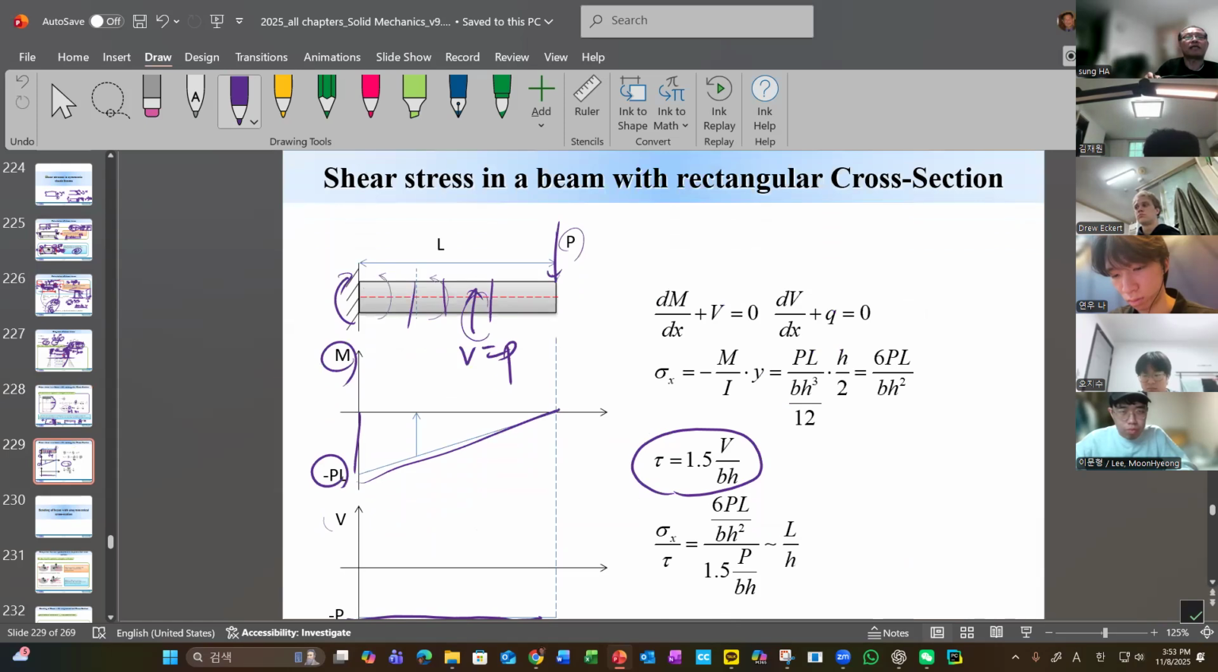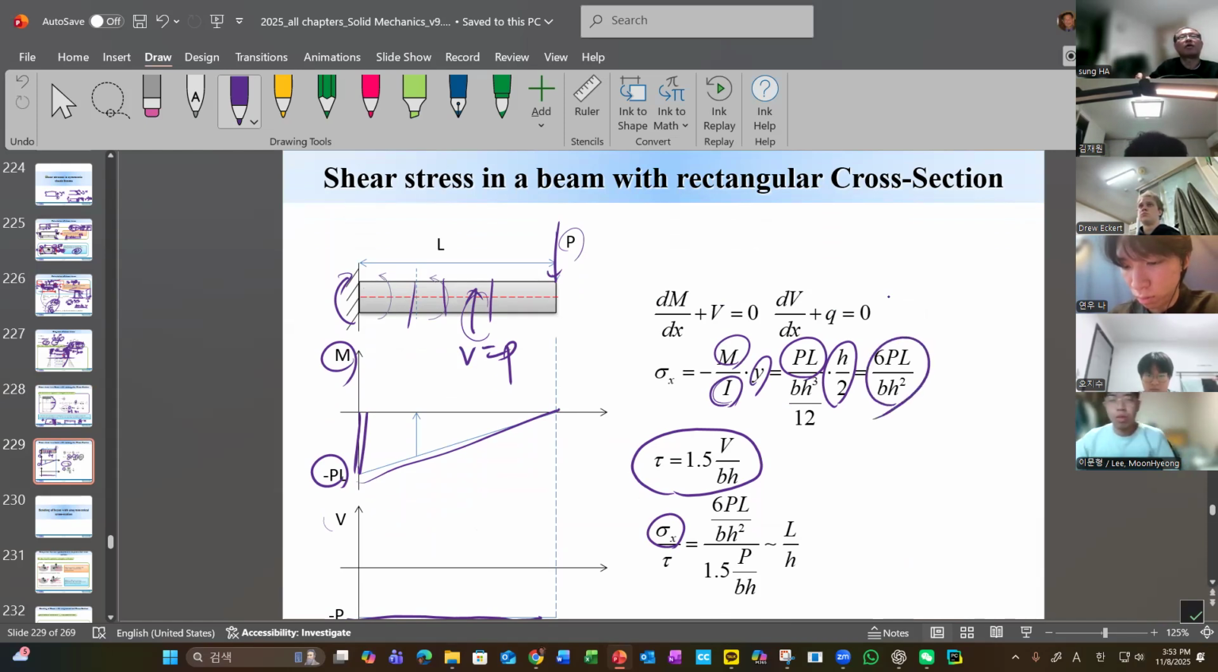Now, how about the maximum stress? Well, stress can be computed from the moment, I, and so on. The maximum moment will be PL here. And then y is h over 2, and I is b h cubed over 12, and we got this one.